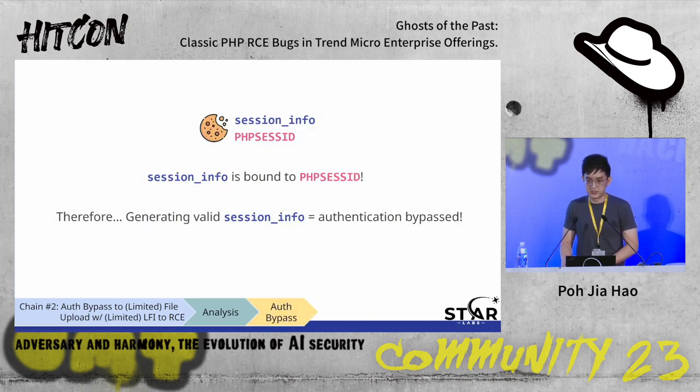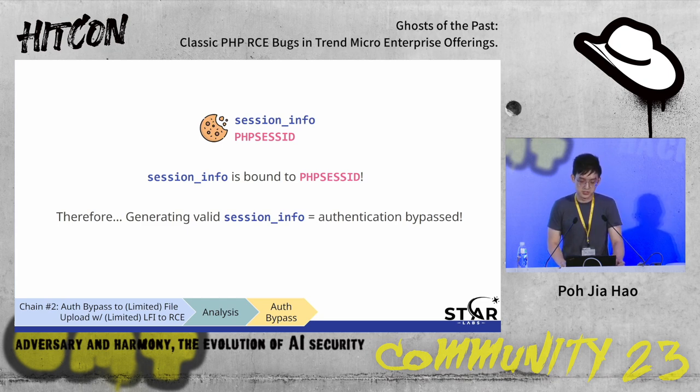Let us begin by finding the auth bypass. To do this, we must first understand how authentication works in this application. After digging through, I discovered the application checks for the validity of two cookies, session info and PHP session ID. Also, since the application binds session info to PHP session ID, we just need to establish how session info is generated and to see if there are any flaws in it.